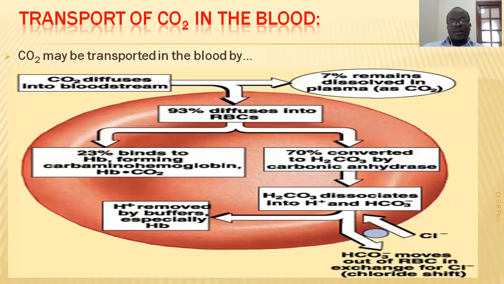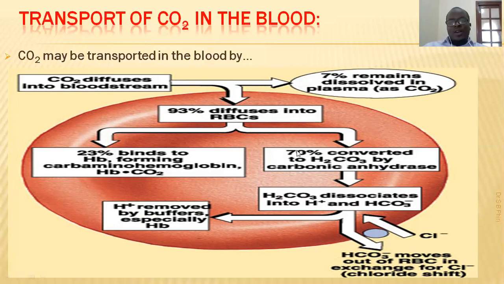This diagram is just summarizing the steps that I've just explained when talking of transportation of carbon dioxide. So you can see carbon dioxide that is diffusing into the red blood cell. Then you have the 7% that remains within plasma. So you have dissolved carbon dioxide in plasma is transported as such, 7%. Then you have the 93% of carbon dioxide that is diffusing into the red blood cells. Once it gets into the red blood cell, the 23% of this is binding with hemoglobin. So it will bind with the hemoglobin forming carbaminohemoglobin.